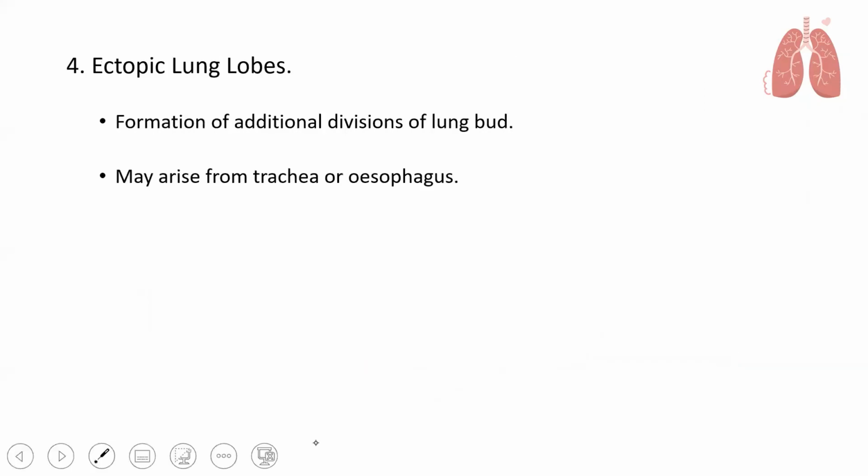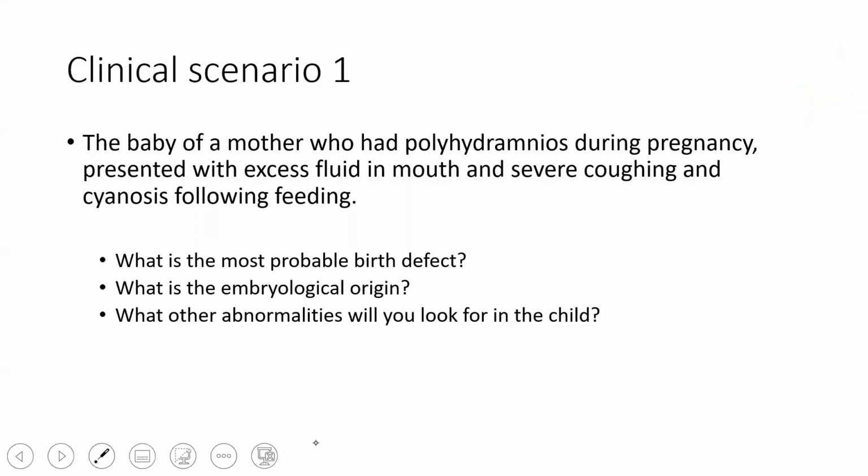The fourth type of abnormality is ectopic lung nodes. So ectopic lung nodes is the formation of additional divisions of the lung bud. These can arise from the trachea or the esophagus. These are also very rare conditions, right? Okay, so we will go back to the clinical scenario.